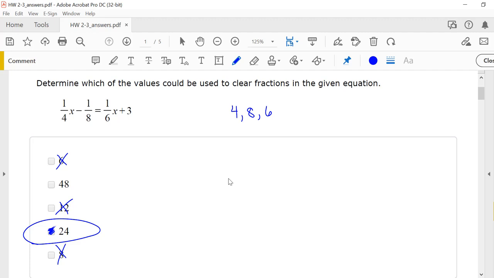That's the smallest number that they all go into. They all go into 24. They will all go into 48 as well, but that's not the least. That's not the smallest.